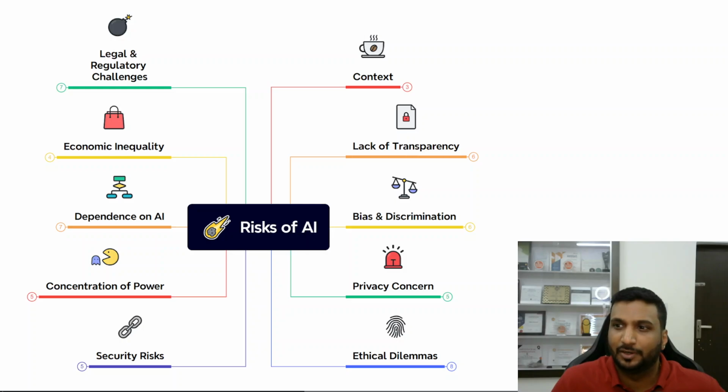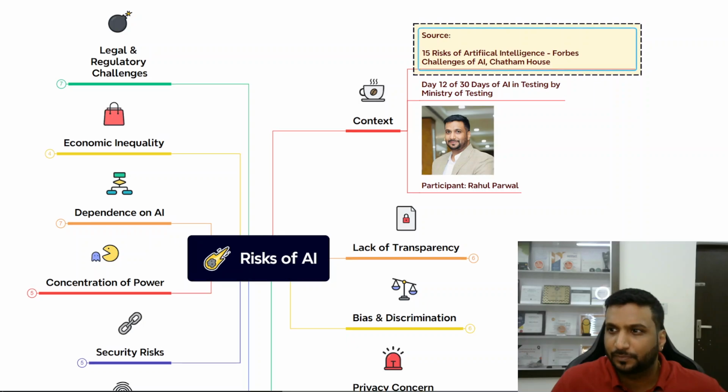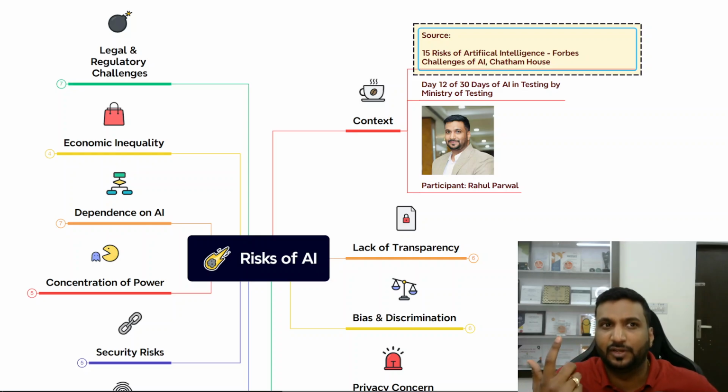I have created this mind map like every other video, and just wanted to start with sharing some context, which is the source of these videos. The source is first the 15 risks of artificial intelligence by Forbes. I feel everybody should read that to get a high-level idea. But if you don't like reading, just watch this, because I would be covering all of that here. And second is challenges of AI by Chatham House.